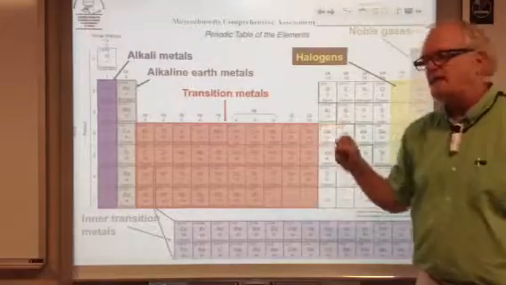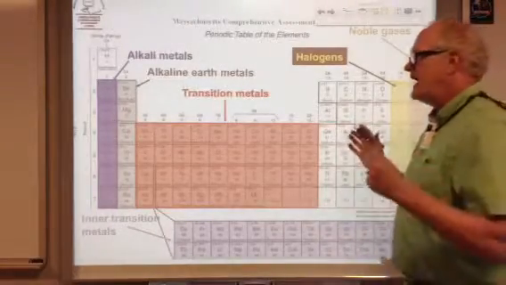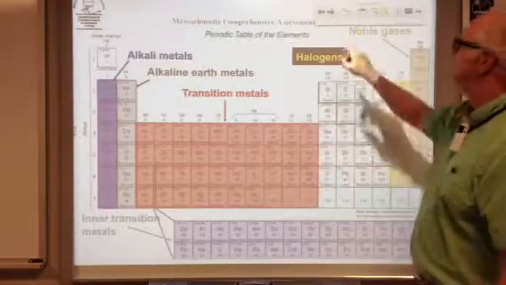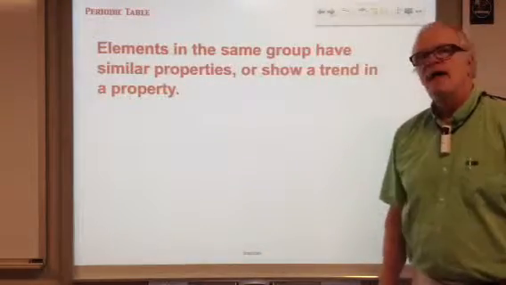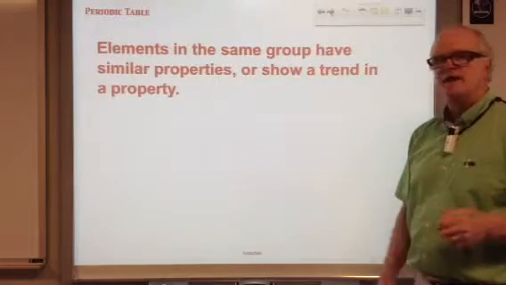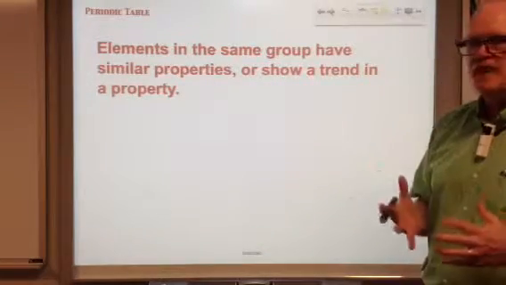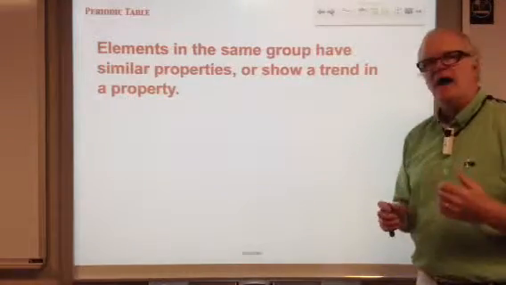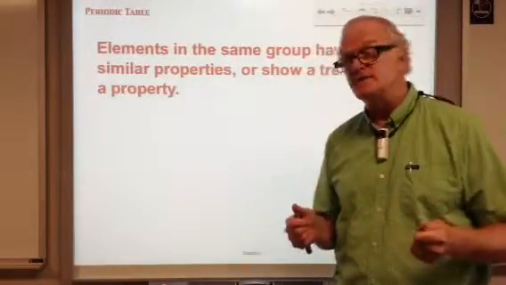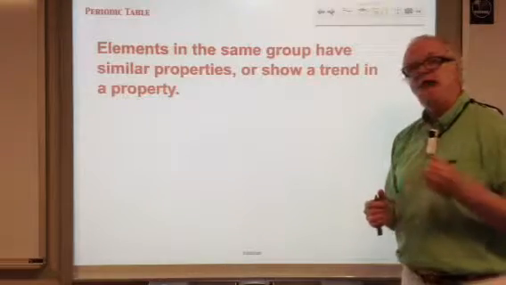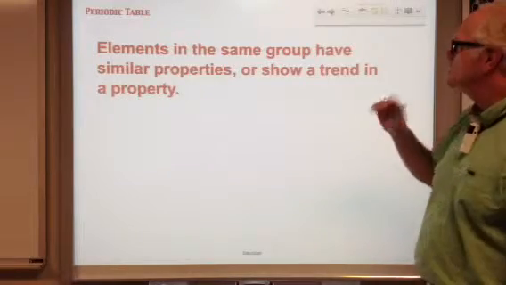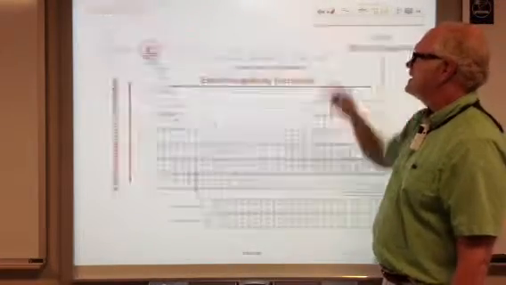All right, why the names? Why the organization? The periodic table is shaped this way so that things that have similar properties end up in similar places. And that leads us to this statement here. Elements in the same group have similar properties or show a trend in a property. So this is a general statement about the elements in a group being similar to one another. They're not exactly the same, otherwise they wouldn't be different elements, but they do have some similarities, and that's why the periodic table has columns and rows, or groups and periods, the way it does. Let's look at a quick example of that.